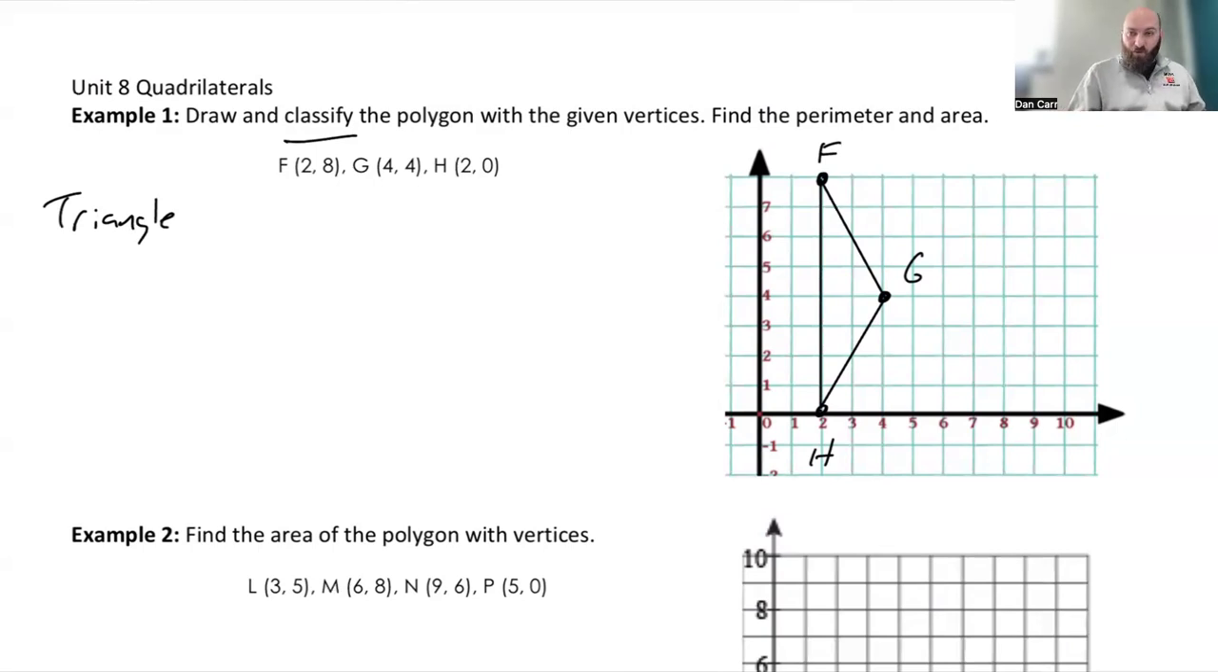But now I want to find the perimeter and area. Perimeter is always going to be the distance around the shape.